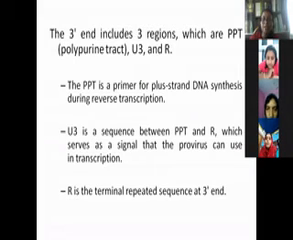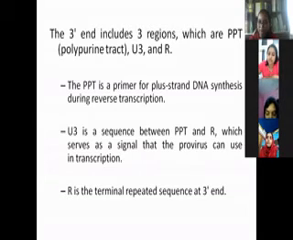And U3 is a unique sequence between PPT and R, which serves as a signal that the provirus can use in transcription. And R is the terminal repeat sequence at the 3' end. So these are the 3 regions at the 3' end: PPT, U3 and R.